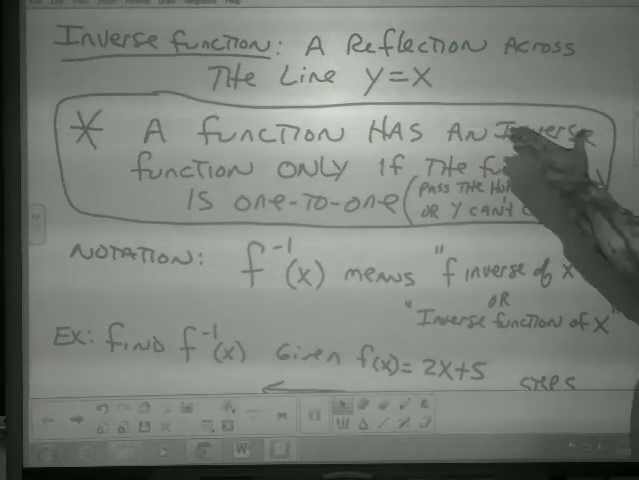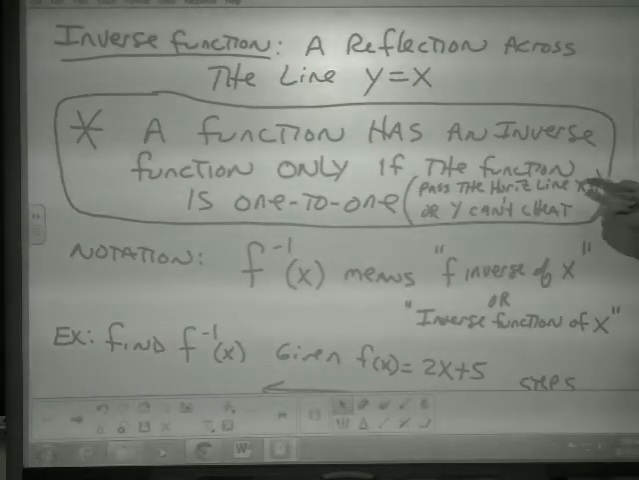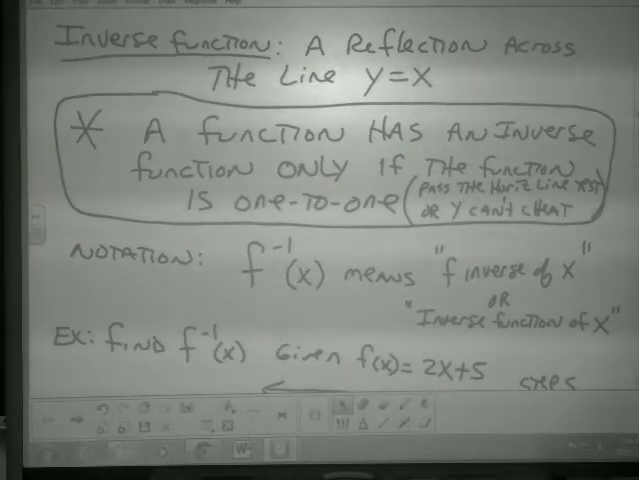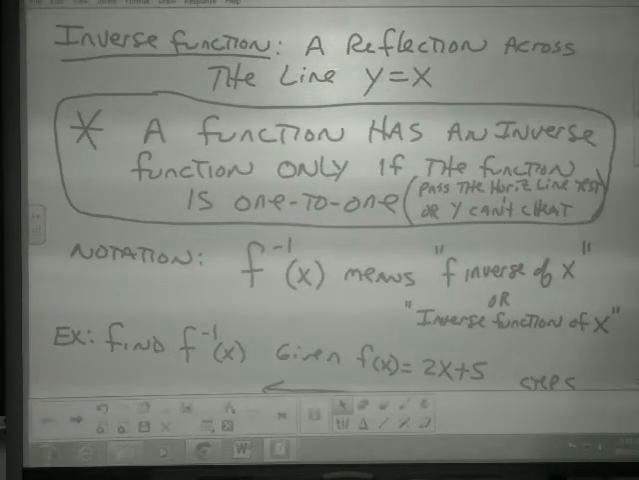And sometimes they'll ask, does it have one? And all you have to do is ask yourself, is it 1 to 1? Does it pass the horizontal line test? If it's a set of points, is y cheating? If it doesn't pass or y is cheating, then it does not have an inverse function.